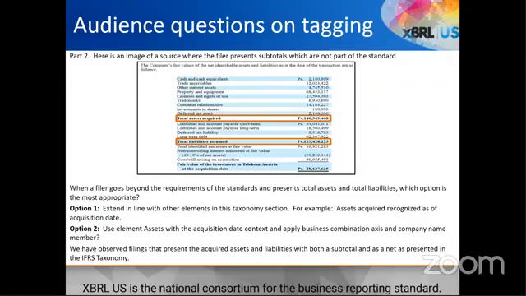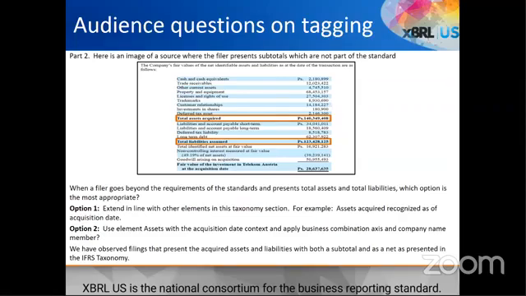And what's interesting about the question they've asked here is they've actually thought this through and said, okay, there are really two different ways to do this. One of which is to just throw in some extension elements and stick them right in the middle of your calculation tree, and consumers be damned.